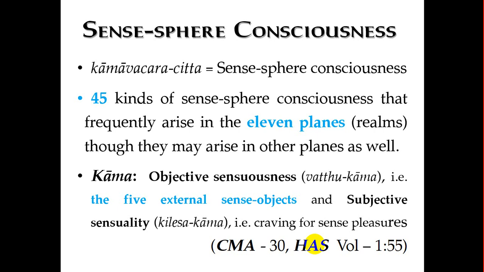Regarding kāma, it is good to know two types. Number one, vatthu kāma, objective sensuality, which is the five sense objects. Something you see is called kāma. Something you hear, the sound, is also called kāma, and something you smell, taste and touch. All these are called kāma.